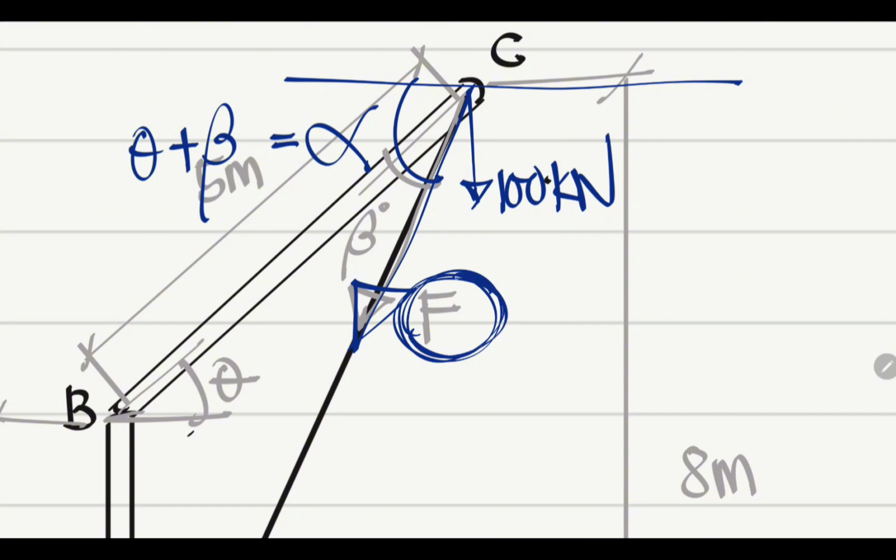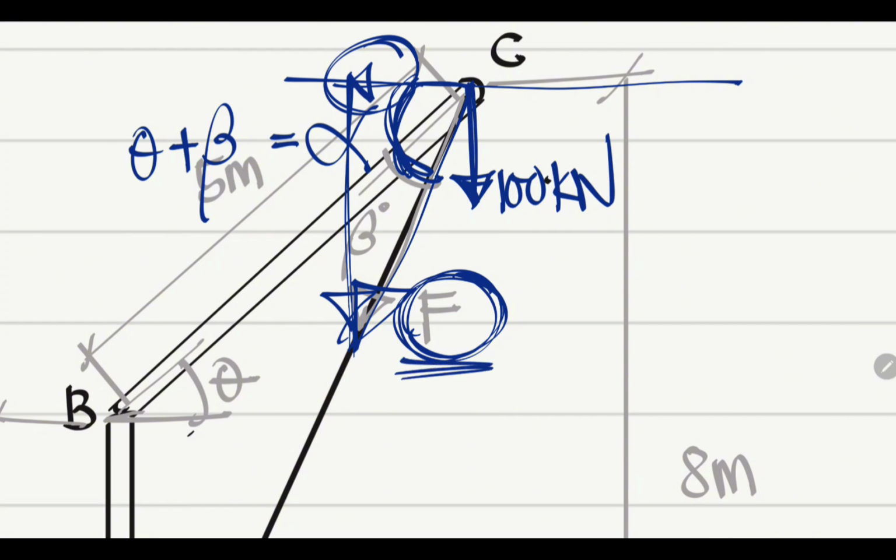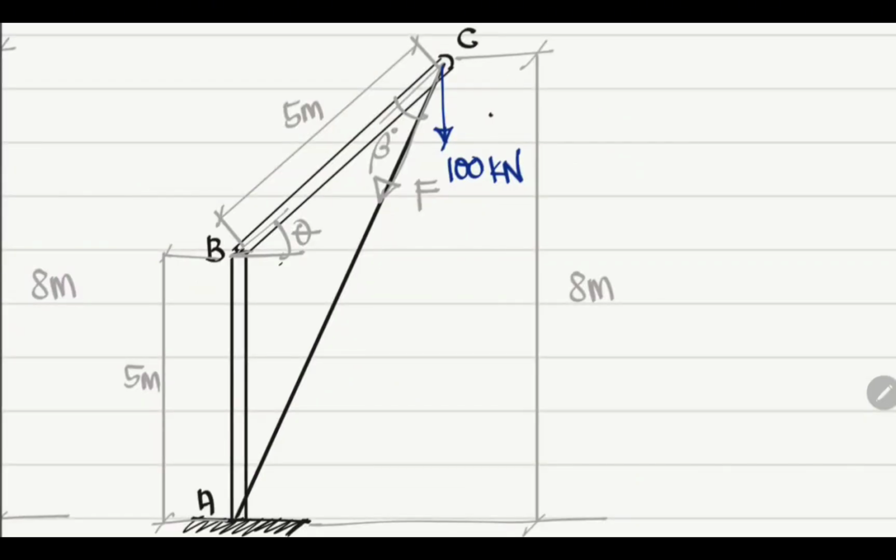Then for force F, we have the vertical component. This is the horizontal component, but we do not need the horizontal component. We can solve for F using the vertical component as long as we have the angle. So we need to determine theta and beta, the given angles.